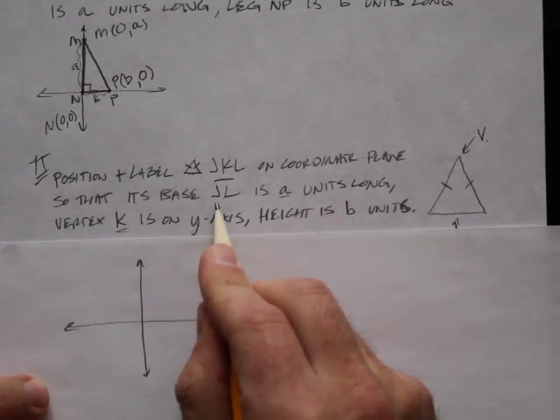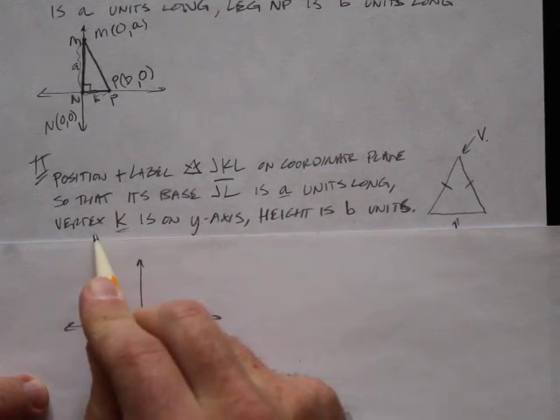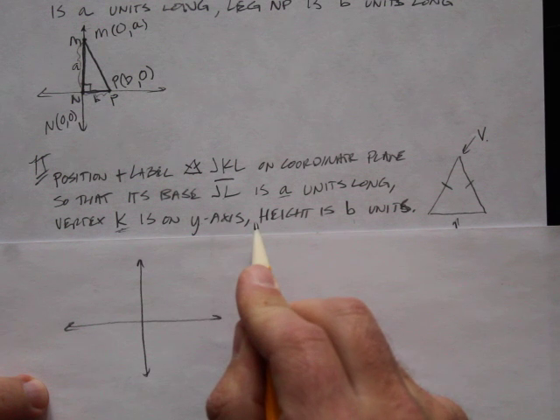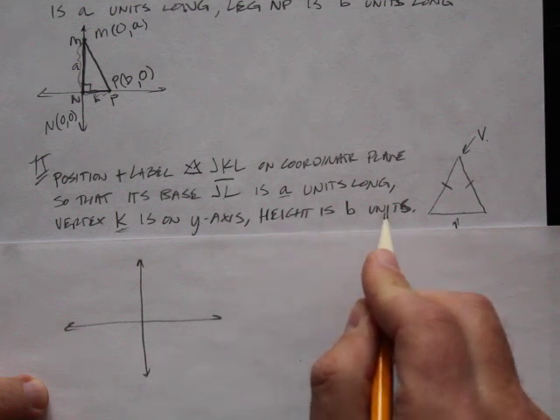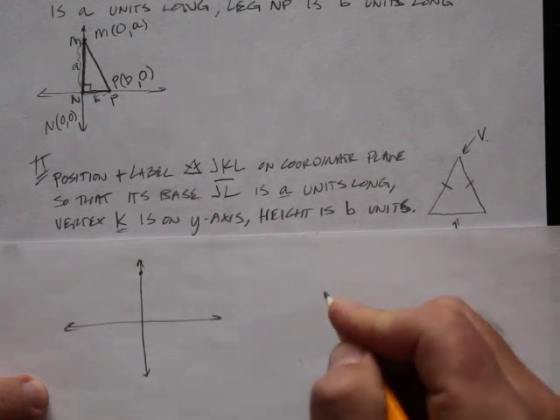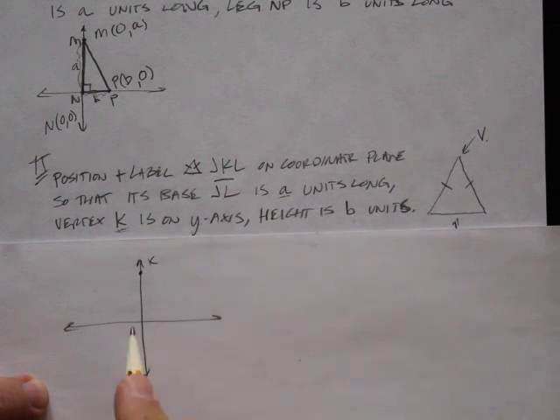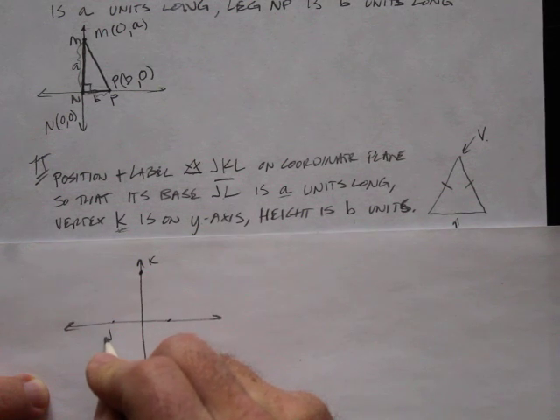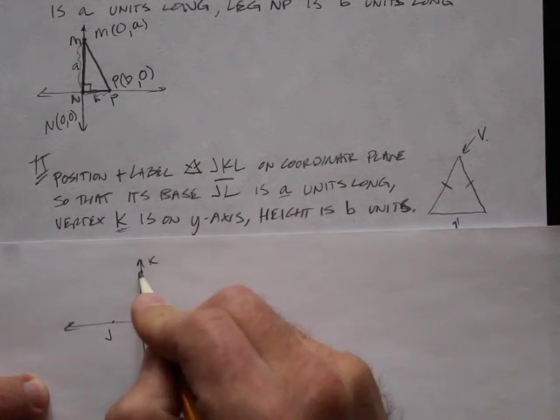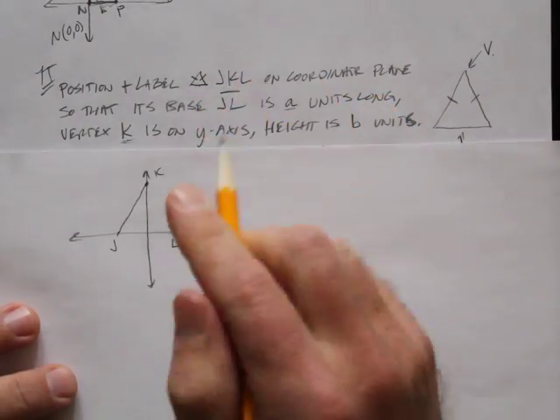Its base, JL, is A units long, and K, the vertex, is on the y-axis. The height is B units. Okay, so K is on the y-axis, so that's going to be up here. That's K. And JL is the base, so that's going to be down here. JL.